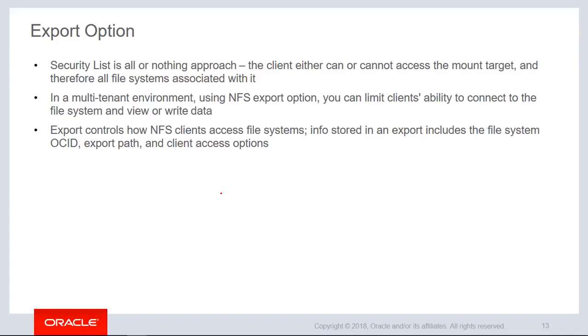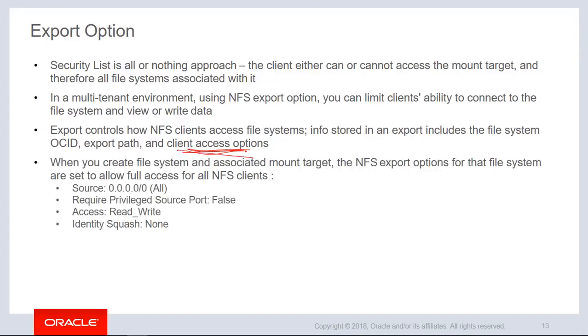Export options control how NFS clients access file systems. Info stored in an export option includes the file system OCID, export path, and the client access options. This is really powerful. It basically tells you what kind of access I have. When you create a file system and associated mount target, the NFS export options for that file system are set to allow full access.